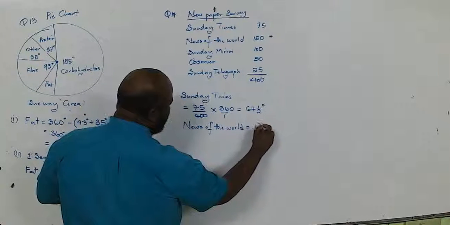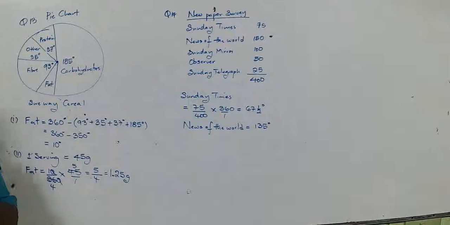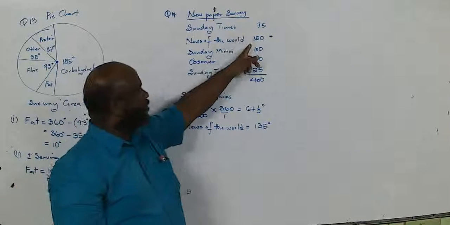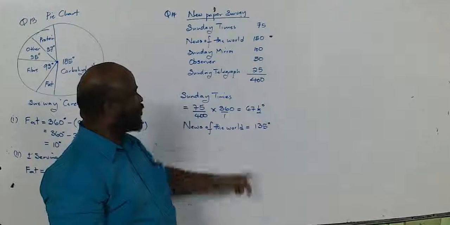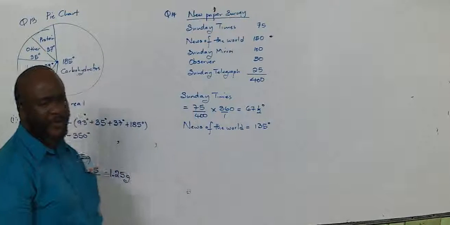News of the World. This is 135 degrees. Can I just show you how I got 135? 150 is 2 times 75. If you double the data, you must double the angle. So 150, 2 times 75, is what? 150. So you have to multiply 67.5 by 2, you get what? 135. Stay with me.